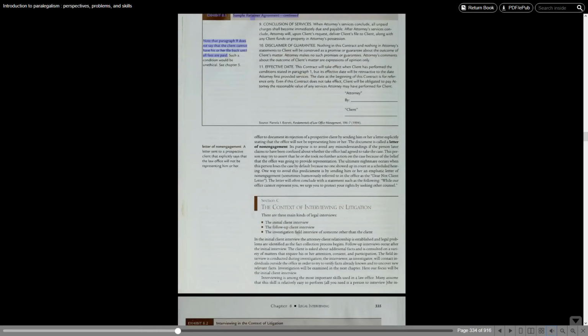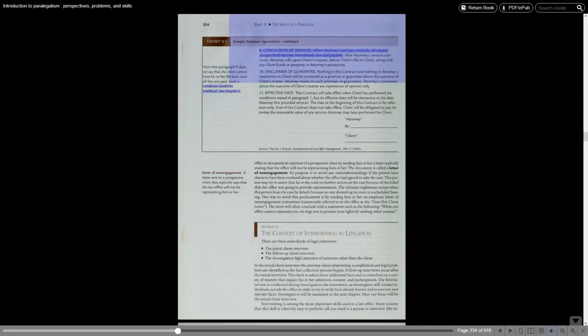Continued. Note that paragraph 9 does not say that the client cannot have his or her file back until all fees are paid. Such a condition would be unethical. See Chapter 5. 9. Conclusion of services. When attorney's services conclude, all unpaid charges shall become immediately due and payable. After attorney's services conclude, attorney will, upon client's request, deliver client's file to client, along with any client funds or property in attorney's possession.